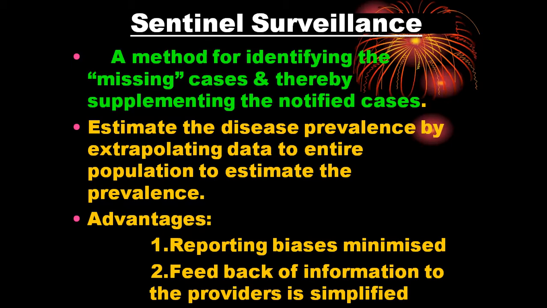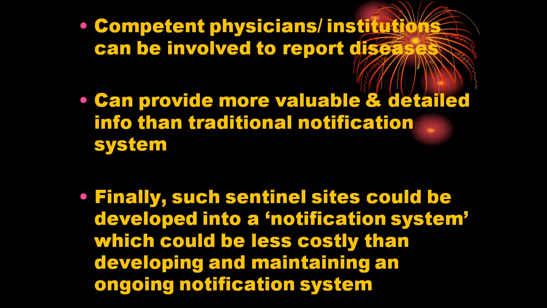The missing cases are identified by a method called sentinel surveillance. Competent physicians and institutions are involved to report diseases. They can provide more valuable and detailed information than the traditional notification system. Notification: I am sitting in my room, 10 people are coming, 5 are cases. I notify them by filling up some forms or writing to the authorities. But then there are 50 more cases outside who are not coming to me. How do they get notified? By sentinel surveillance, by another responsible physician or some institution which has identified them.